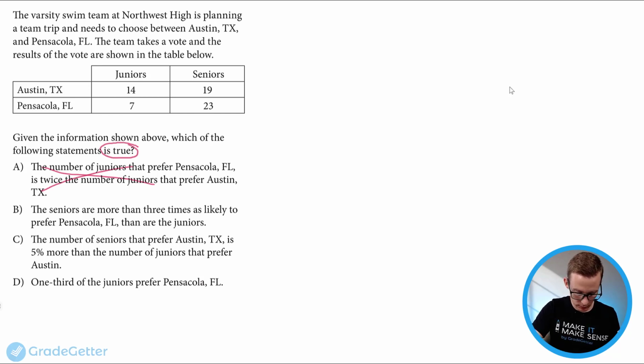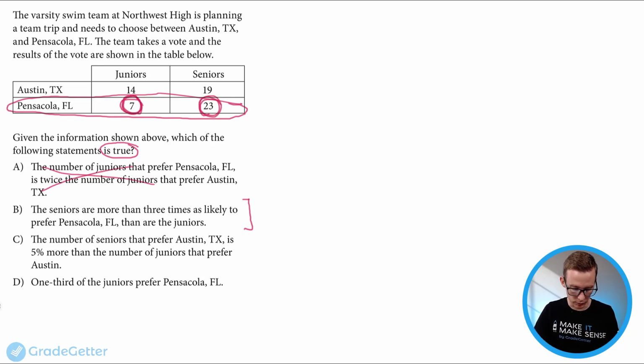Option B says that the seniors are more than 3 times as likely to prefer Pensacola, Florida than are the juniors. So let's look at Pensacola, Florida, and let's see the relationship between the number of seniors and the number of juniors. So 23 is more than 3 times 7, which is the number of juniors. So I think B is going to be correct. This seems like it's the correct answer.